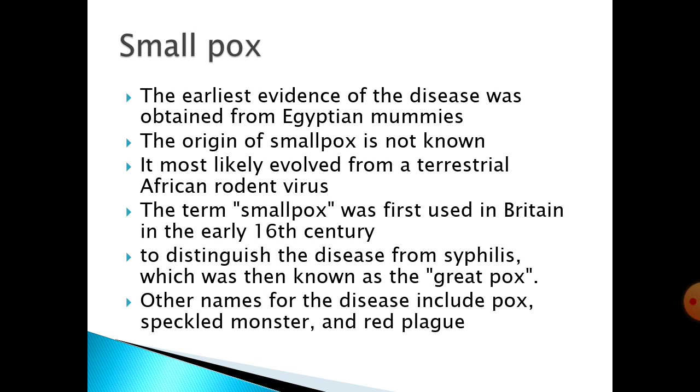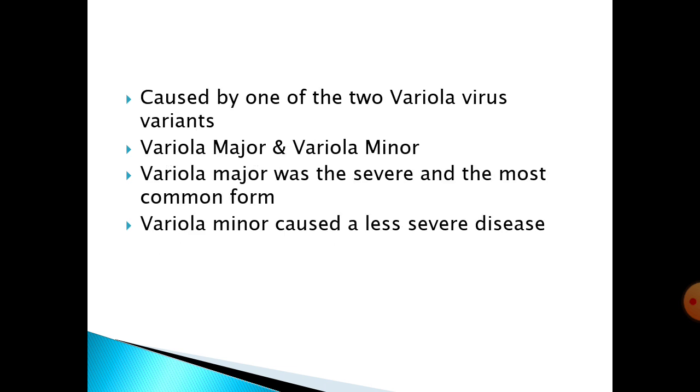Beginning with smallpox. The earliest evidence of the disease was obtained from Egyptian mummies. The origin of smallpox is not known. It most likely evolved from a terrestrial African rodent virus. The term smallpox was first used in Britain in the early 16th century to distinguish the disease from syphilis, which was then known as the Great Pox. Other names for the disease include pox, speckled monster, and red plague.